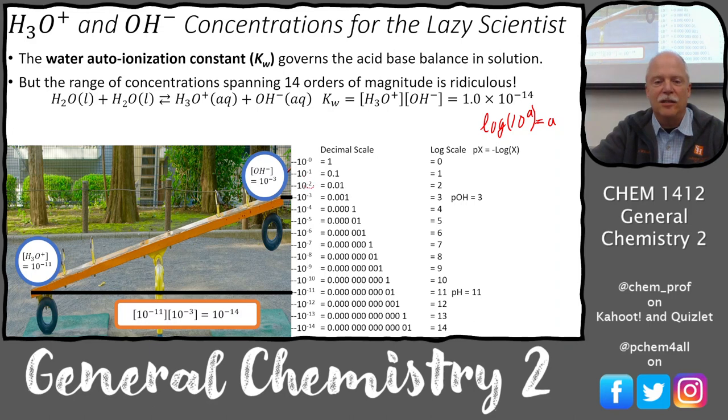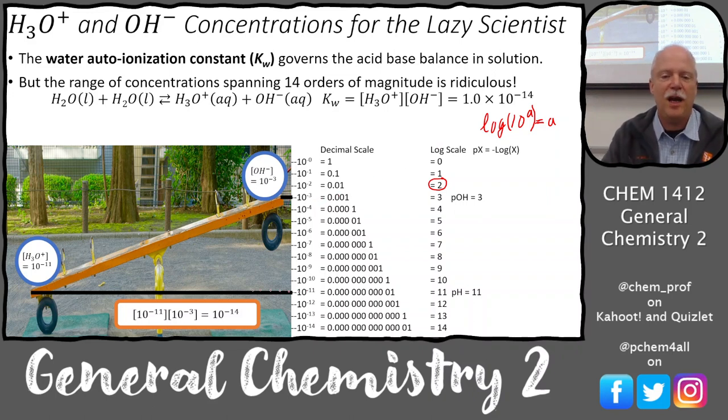If I've got 10 to the minus 2, I take the log of that and I get minus 2. But I don't want a negative number. I'd prefer to have a positive number, so I just change the sign. So the Px of something that's 10 to the minus 2 is the minus log of that number, which is just 2. Do you see how it changes the sign of the exponent and brings it down? That's all the pH scale is.